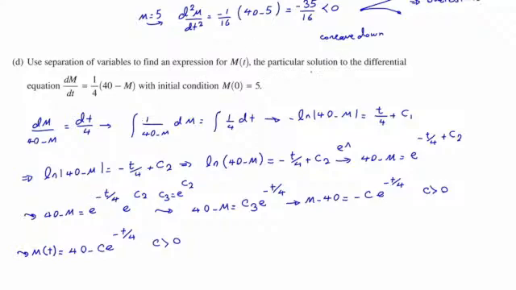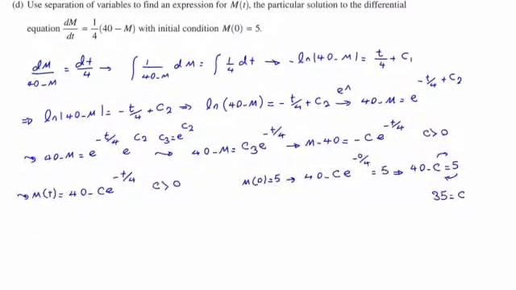Okay. It says the particular solution to the differential equation with initial condition m of 0 equals 5. So let's consider m of 0 equal to 5. Then we know 40 minus c e to the power of negative 0 over 4 equals 5. So 40 minus c, where e to the 0 is 1, equals 5. When we take negative c to the right side and 5 to the left side, 35 equals c.